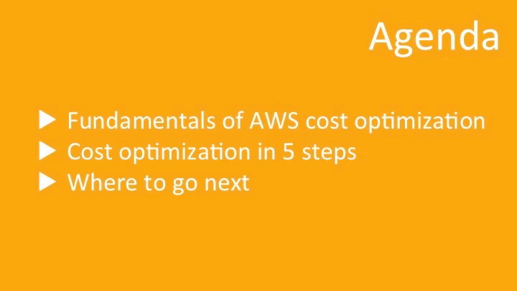So with that in mind, today's agenda is in three simple parts. We'll talk about the fundamentals of AWS cost optimization, the properties of AWS that you can leverage to enable you to be cost efficient. And then we're going to talk in 5 steps about how you can achieve cost optimization, and then give you some tips on where to go next.